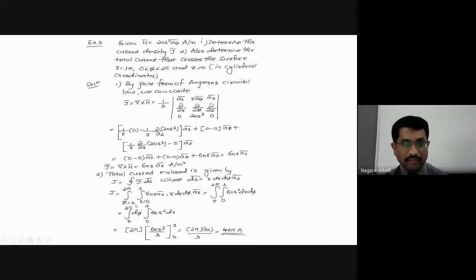Therefore, integration from phi equal to 0 to 2 pi of d phi, and integration from 0 to 1 of 60 r square dr. Integration of d phi with respect to phi is phi, over the limit 0 to 2 pi, 2 pi minus 0 will be 2 pi. Then 60 r square with respect to r dr will be 60 r cube by 3, x raised to n form, x raised to n plus 1 by n plus 1. Then if we simplify this, we will get 40 pi ampere.